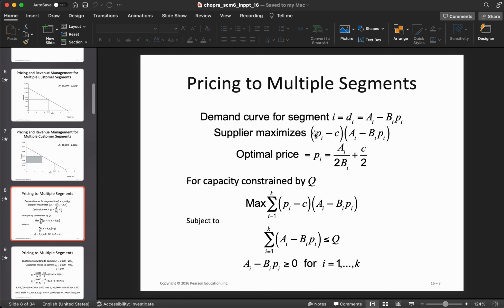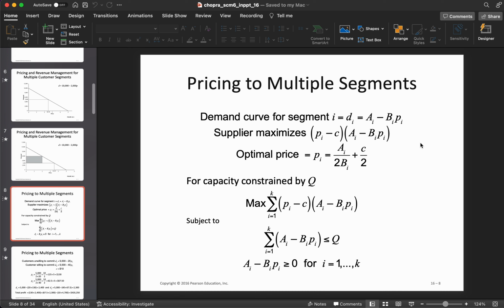Fixed cost does not have any effect on the maximization process because it's a fixed number. Let's say that there's a fixed cost, you subtract a fixed cost K from this. When you take the derivative, the constant goes away. So fixed numbers don't actually make any impact on the way you calculate optimal prices.